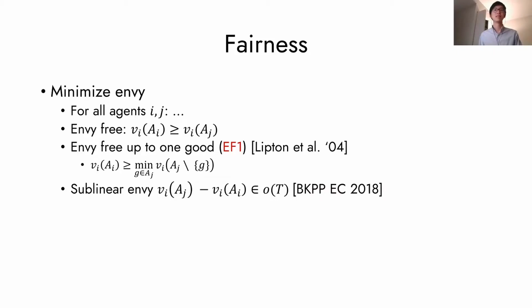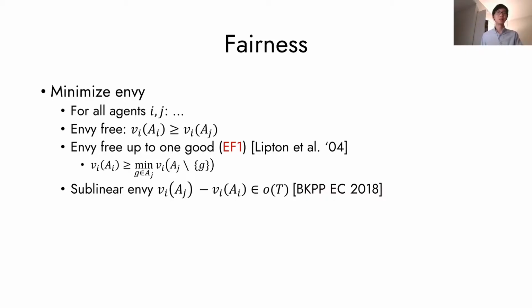Approximately, what this means is that agent I would prefer their own bundle to all other agents' bundles, provided they were allowed to remove 1 item from each other agent's bundle, hence envy freeness up to 1 good. So VI, the valuation function of agent I for their own bundle AI, is greater than VI for AJ minus some item.